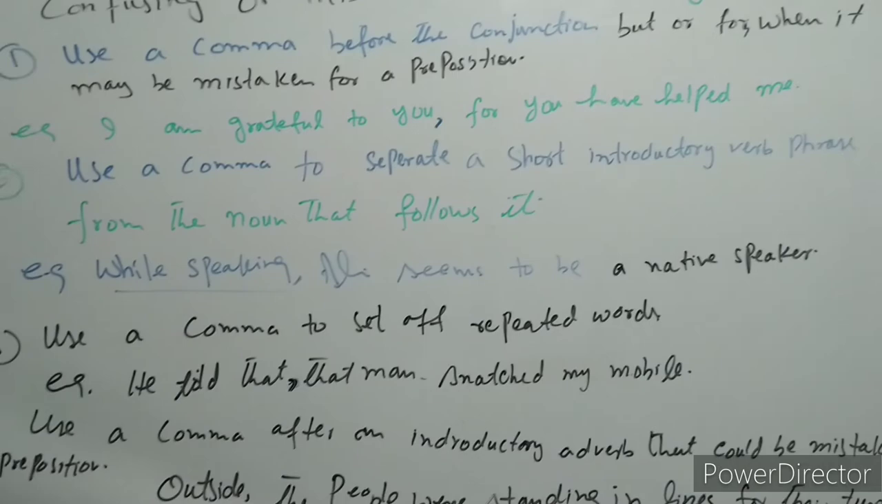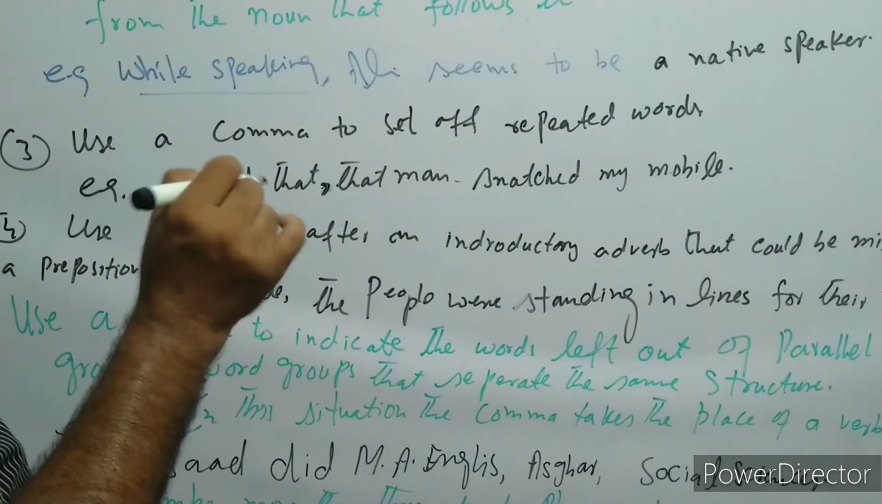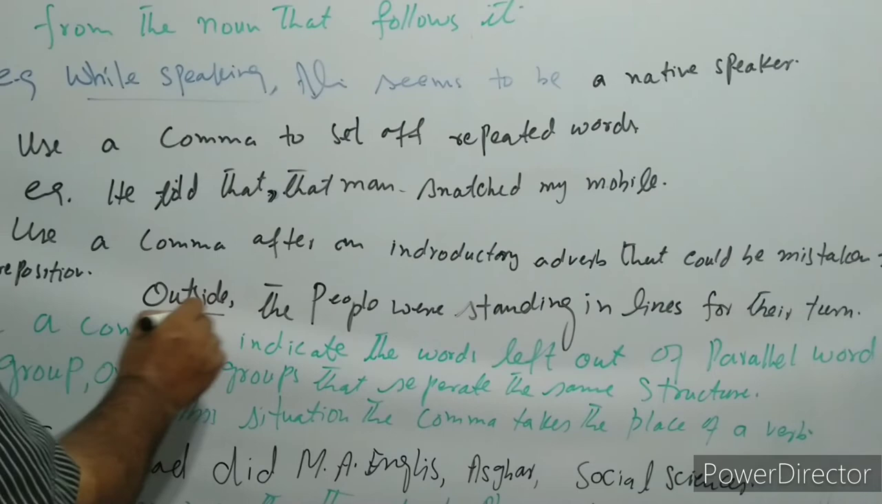The next point, which is very important: use a comma after an introductory word that could be mistaken for a preposition. Outside, the people were standing in lines for their turn. Outside here, you can see the comma. The people were standing in lines for their turn. So this is an adverb, and in this case, we should use a comma.